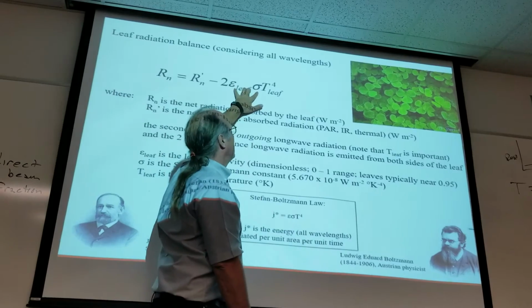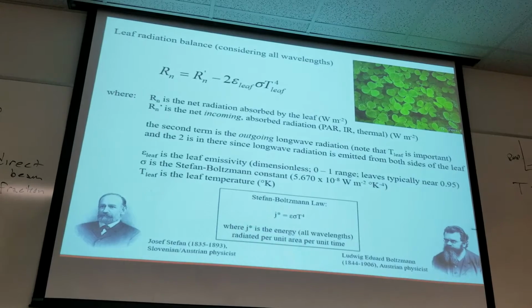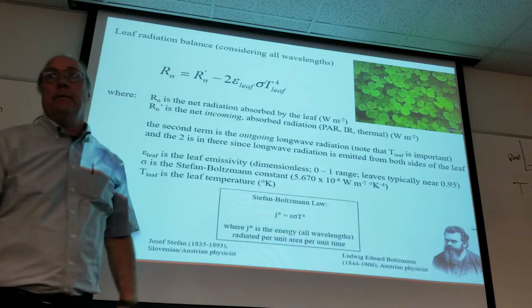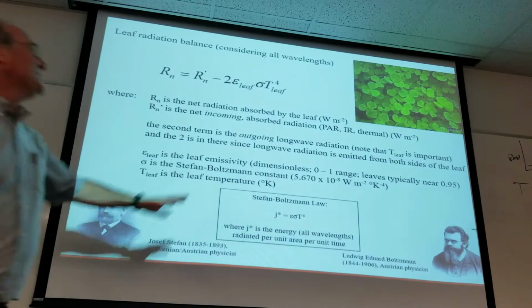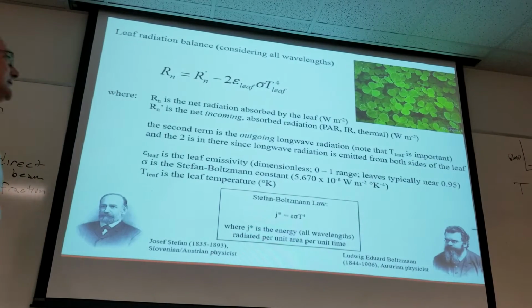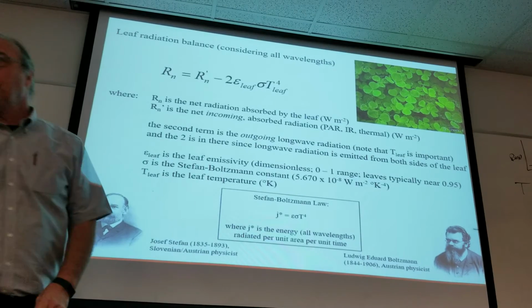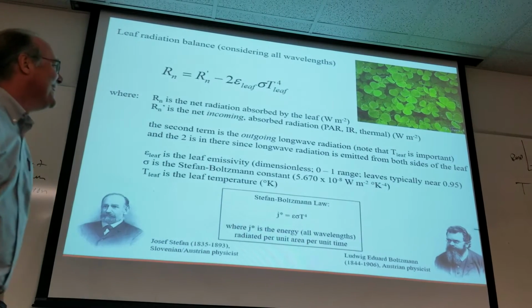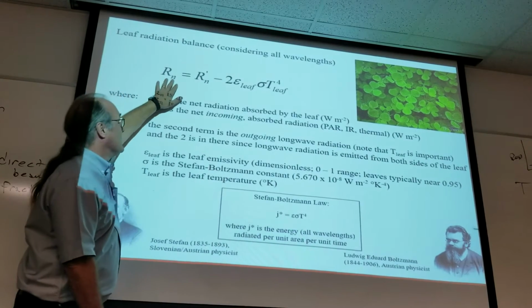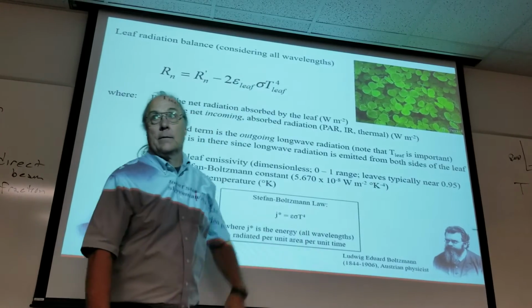So this is the outgoing long wave, because the leaf is at such a temperature that that energy is in longer wavelength. And this is the incoming net radiation of all the wavelengths. This is all the wavelengths too, but it's all long wave because it's a relatively cool temperature compared to something like the sun. Okay, all right. So this is the Stefan-Boltzmann law, and this is the leaf radiation balance, the net radiation absorbed by the leaf, incoming minus outgoing.